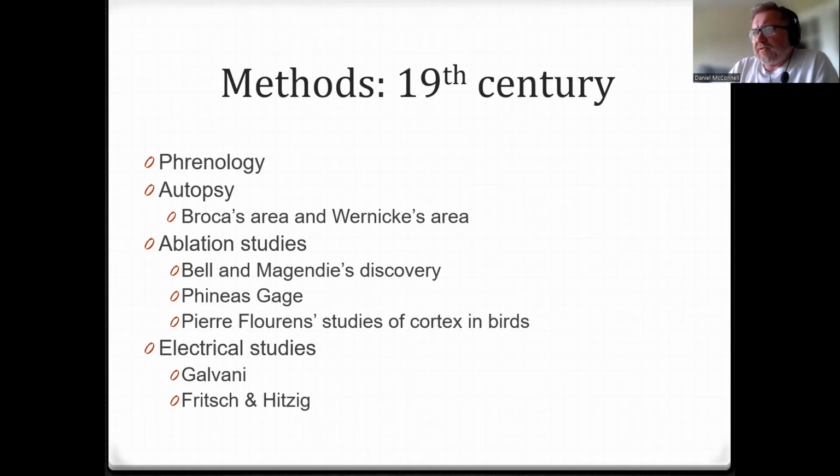So here I have perhaps 4 methods. 3 of the 4 may be considered more scientific than the first, which is phrenology. It's not much considered a method, perhaps more than just an idea. But the idea began with, famously, a guy named Franz Gall.